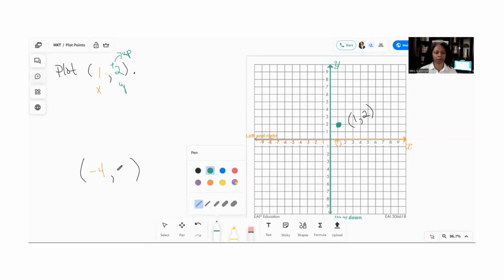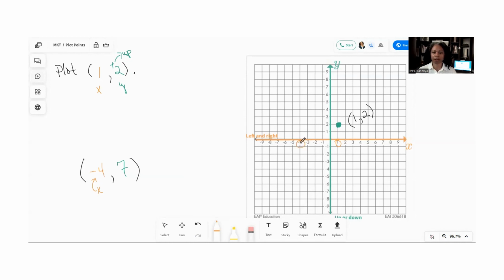So -4, 7. Again, the first number is always coming from the x-axis. We're always going to the x-axis to locate the first number. So -4 here. Looking at this x-axis, we've got 0 right there, and we can go positive numbers that way, which we did before. We can go negative numbers here. Okay, here's my x is -4.